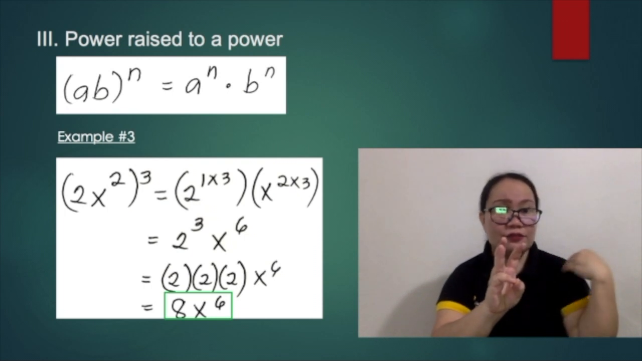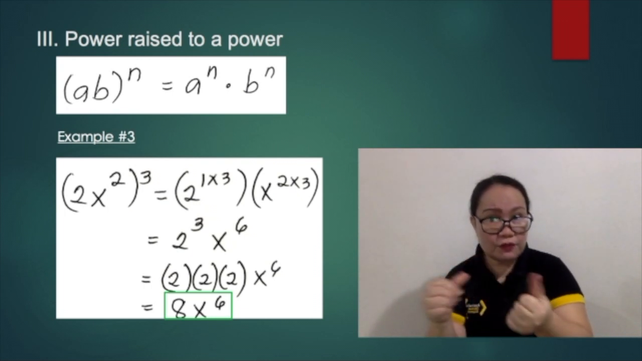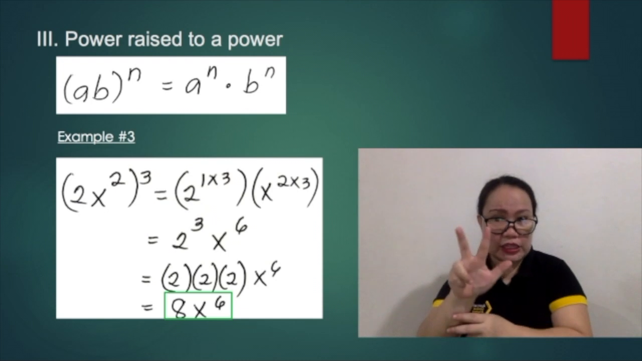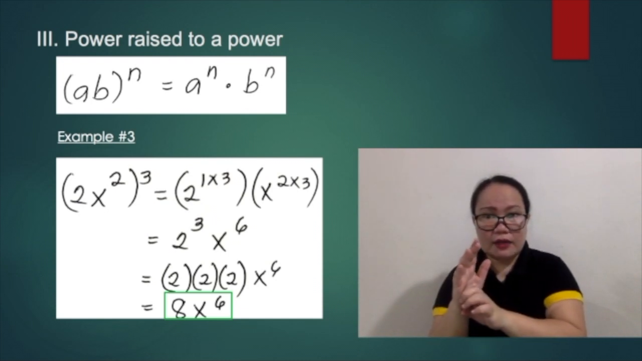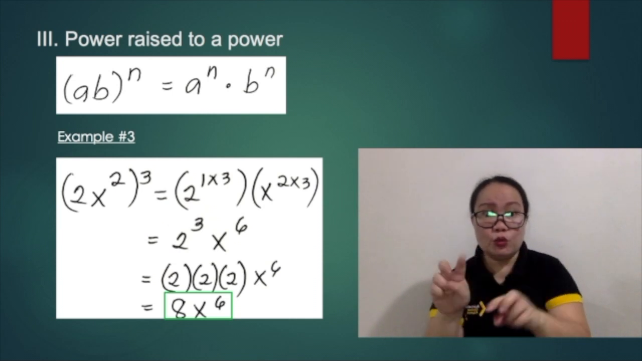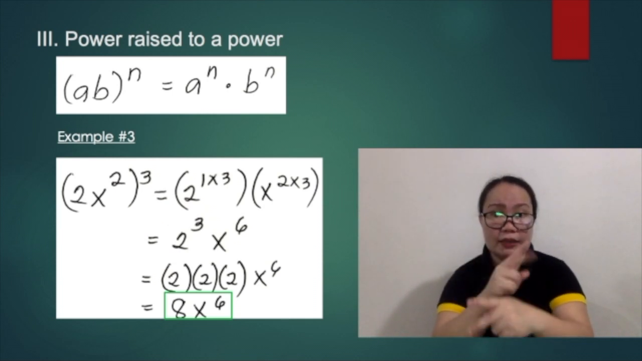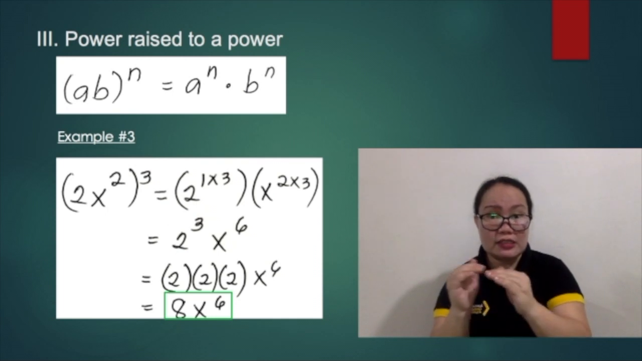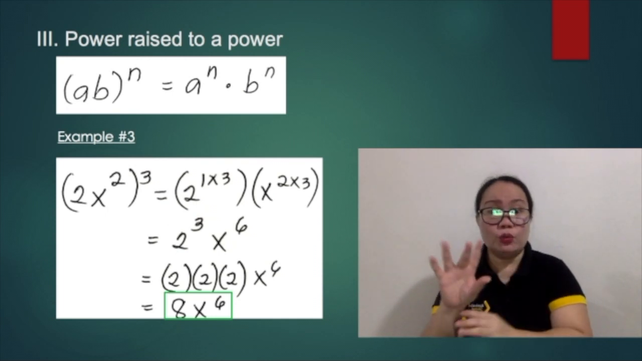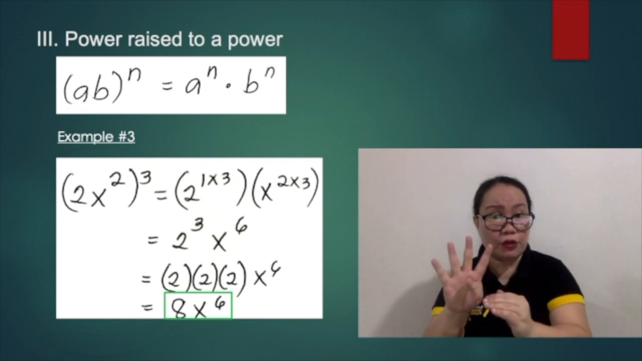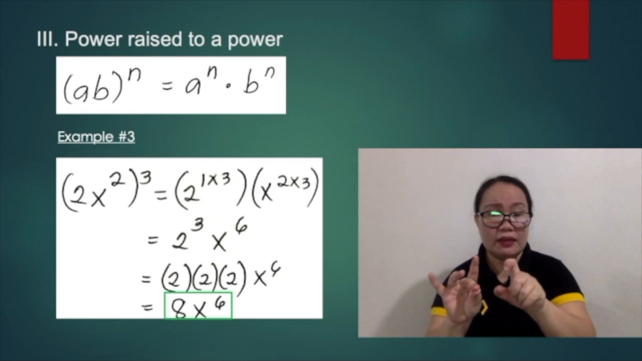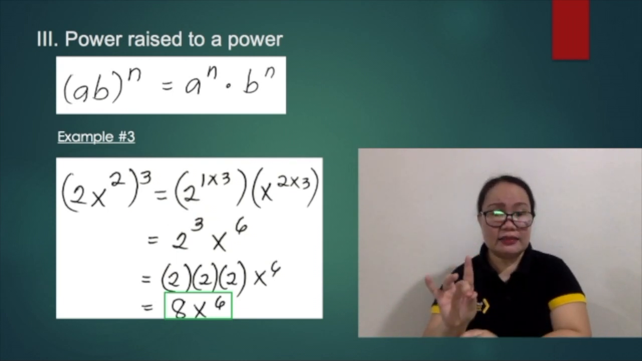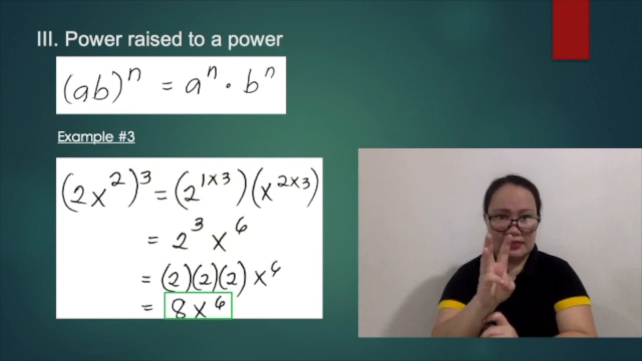That is not yet the final answer. We need to simplify the 2 raised to the power of 3. So if you can see in the example, we translated it to 2 times 2 times 2. So that would equal to 8. 2 times 2 is 4 times 2 is equal to 8. And then copy the variable x to the power of 6. The answer is 8x to the 6.